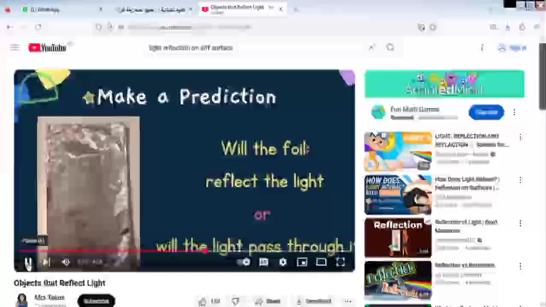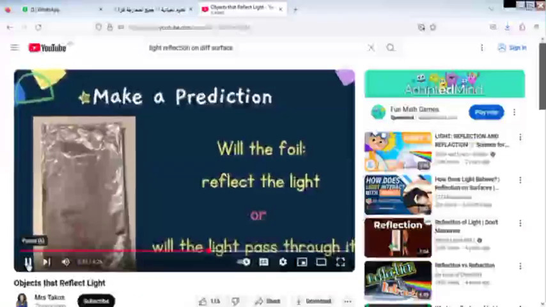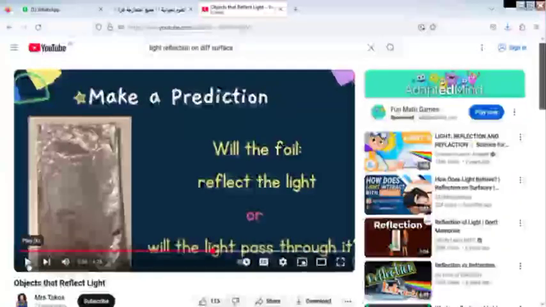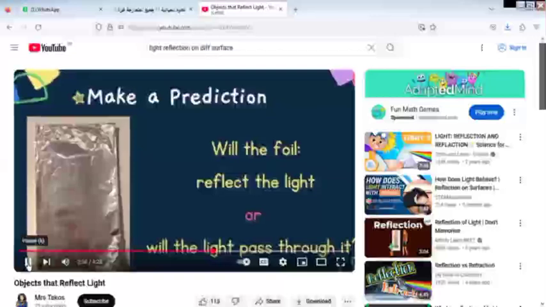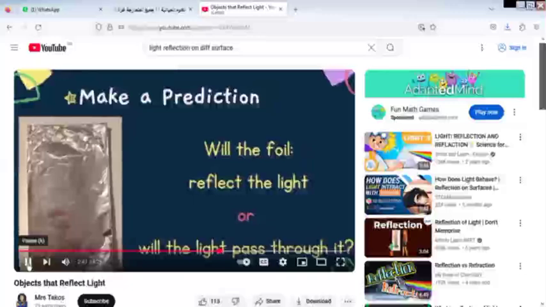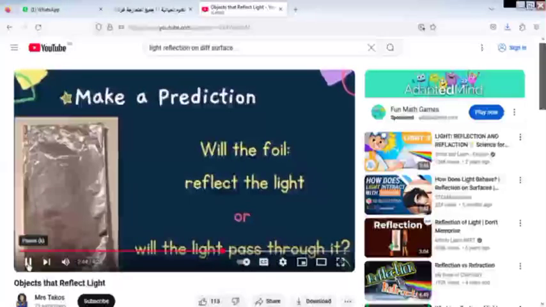Now I want you to make a prediction about the foil. Will the foil reflect the light? It will reflect it, Sabat? Yes. That means, will it stop the light from passing through it, or will the light pass through it? Have a think about your prediction, and then we'll have a look to see what happens. I'm going to put the foil in front of our source of light, which is the torch. Have a look to see what happens. Do you think that the foil reflects the light, which means it stops it from passing through, or do you think that the light goes through?